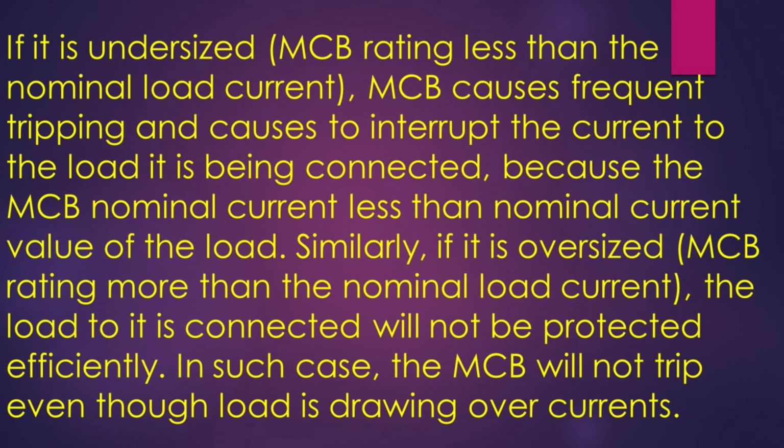If it is undersized, with MCB rating less than the nominal load current, the MCB causes frequent tripping and interrupts the current to the load it is connected to, because the MCB nominal current is less than the nominal current value of the load. Similarly, if it is oversized, with MCB rating more than the nominal load current, the load it is connected to will not be protected efficiently. In such a case, the MCB will not trip even though the load is drawing over currents.